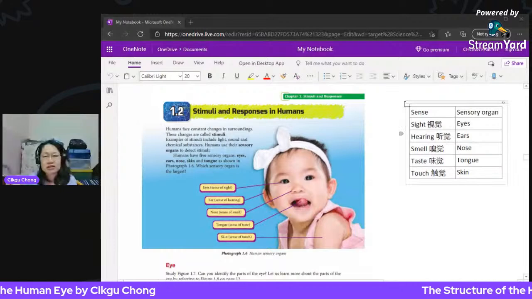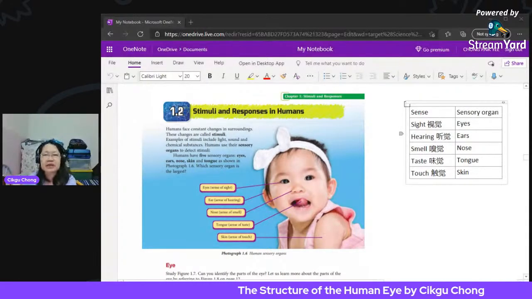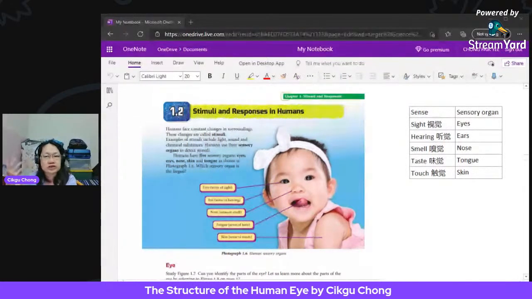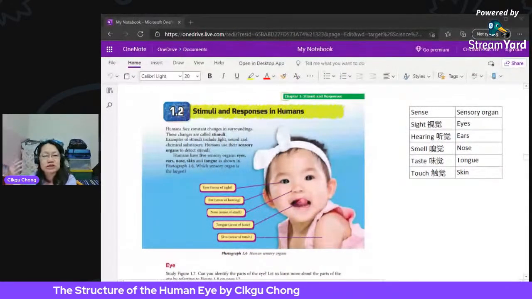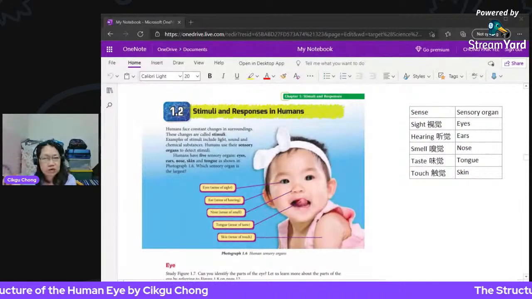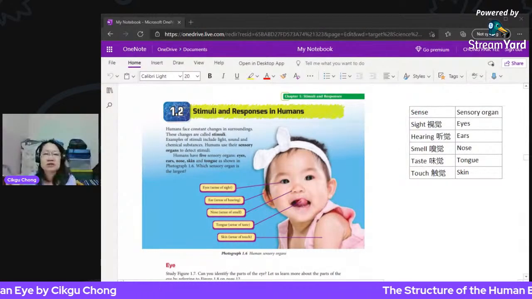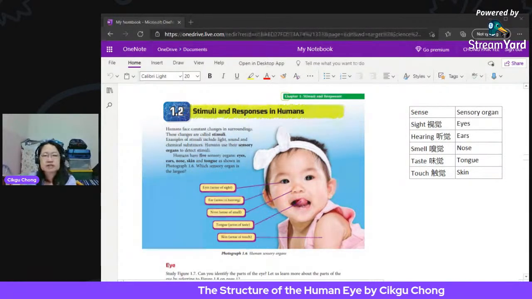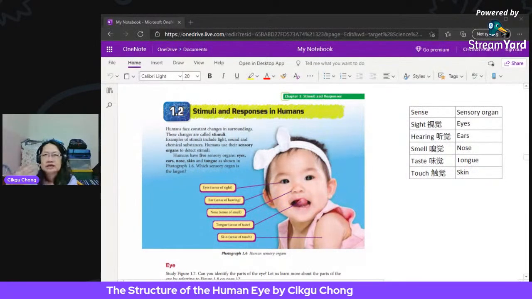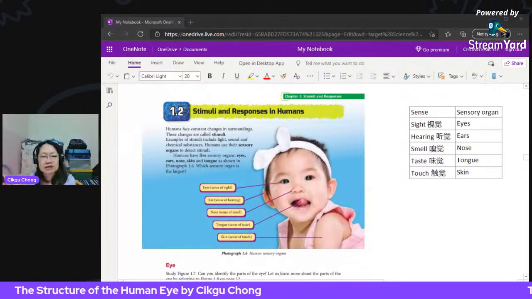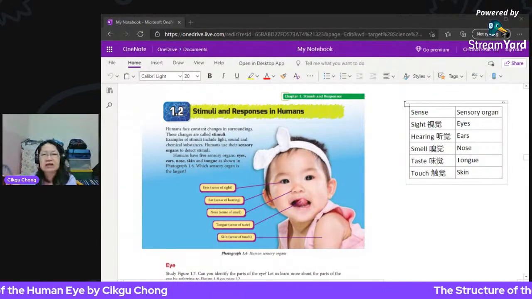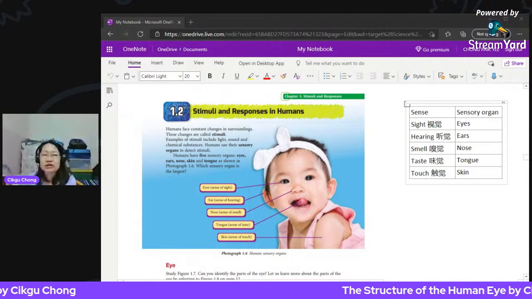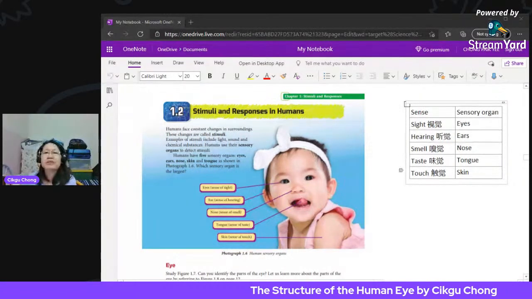Next, we have hearing, 听觉. 听觉 is to hear. What you need to detect is the sound, so your sensory organ is the ears. Then smell, 嗅觉, to smell the kind of aroma that you can detect from the air. The organ is called the nose. Now next is 味觉.